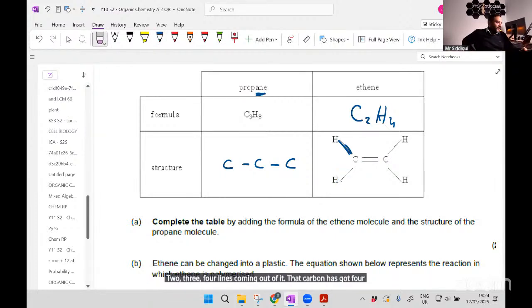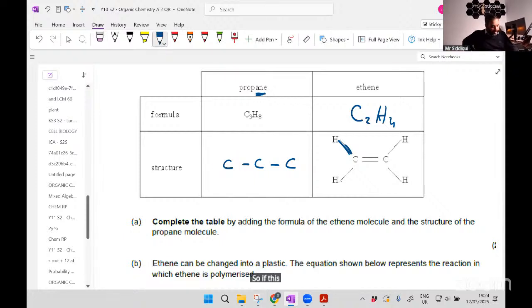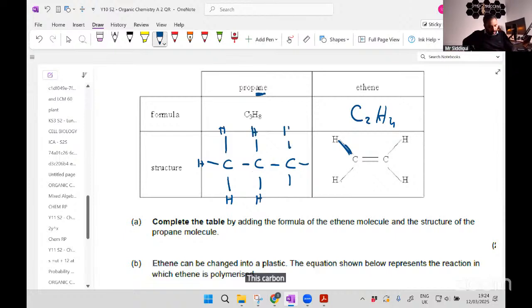Every H should only have 1 line coming out of it. So if this carbon, there's 3 carbons here. To draw it, I've got space for 3 more hydrogens. So there's got 4 lines coming out of it. This carbon's already got 2, so 2 more. This carbon's already got 1, so 3 more. That would be the formula for propane.